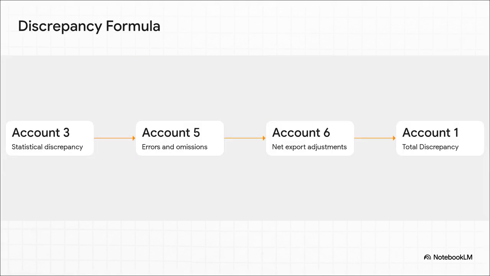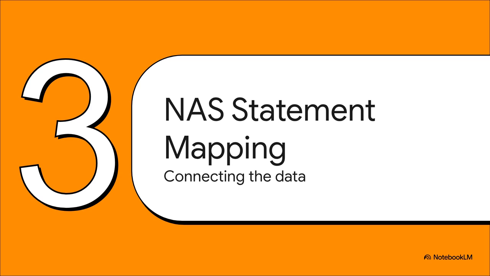So, how do we actually handle this mathematically? Well, if you get a question asking how to calculate the discrepancy in account 1, this 4-step formula is your exact answer. First, you grab the statistical discrepancy from account 3. You add the errors and omissions from account 5. Then, you add the net adjustments made for exports and imports from account 6. Add those 3 pieces together, and boom, that equals the total discrepancy in account 1. Definitely jot that formula down. It is highly testable.